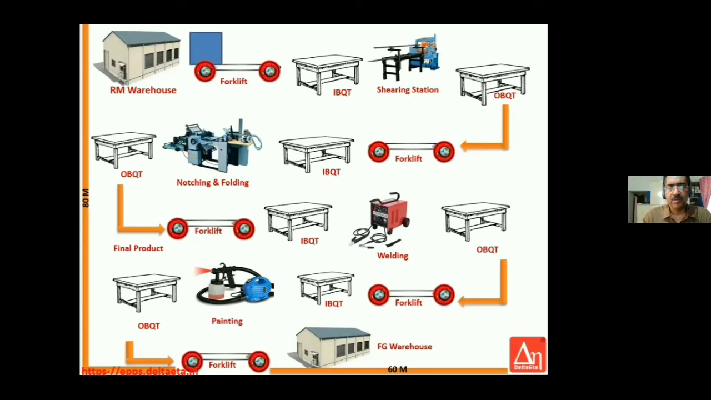From the raw material warehouse, it's a big piece going into becoming 4 pieces at the shearing station. Then notched and folded, welded, painted, and being transferred as a finished product to the warehouse.